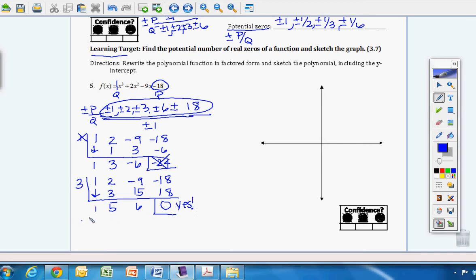All right, so I'm going to rewrite my function now. Let's change colors. So I have f of x equals, so if 3 worked, my actual factor would be x minus 3. And then I'm left over with these terms, which I started with a cubic. So since I divided once, I now have my x squared term, x and my constant. So I'm left with x squared plus 5x plus 6. And I can factor this. So once again, I got to break that up. So I have x minus 3. And we need 2 factors of 6 that will add to 5. So that's going to be a positive 2 and a positive 3.